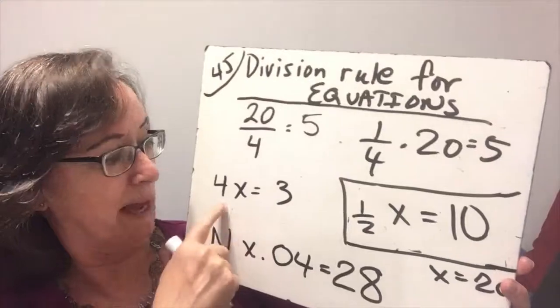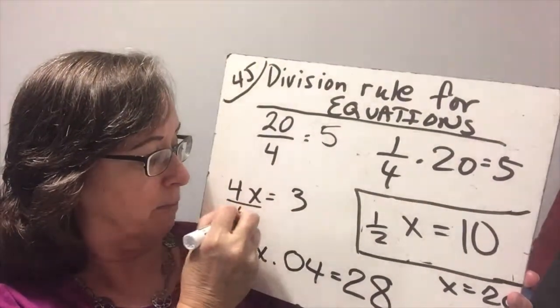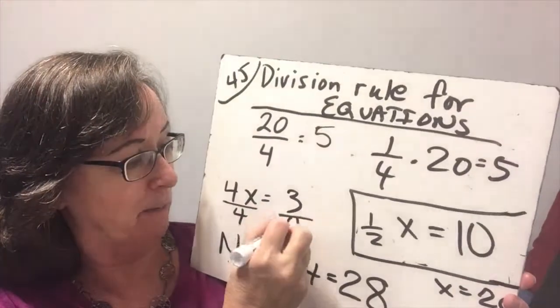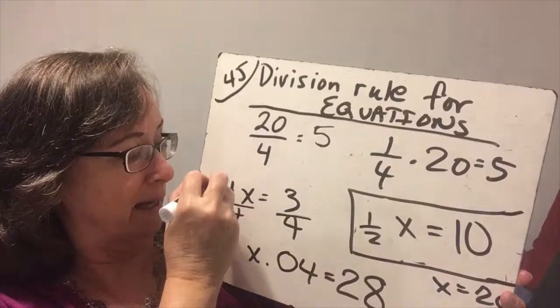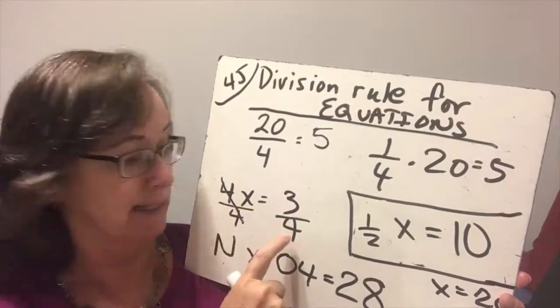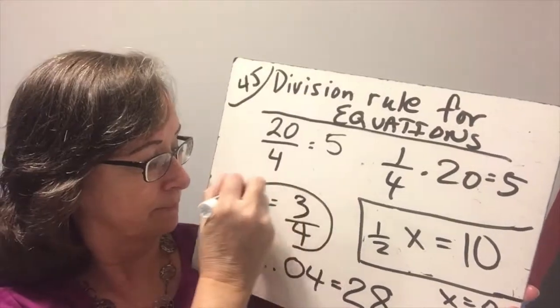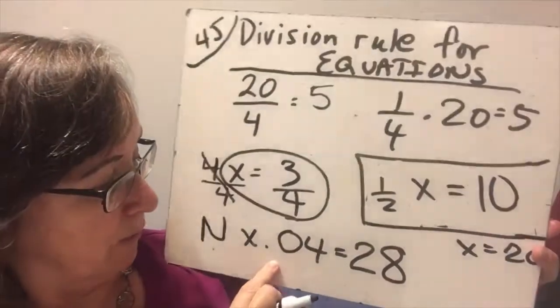Now here we have a 4 with our x. So we're going to divide both sides by the same number, never change. We divide by 4, divide by 4. Now these 4s will cancel, and I'm left with x is 3/4. And there's my answer.